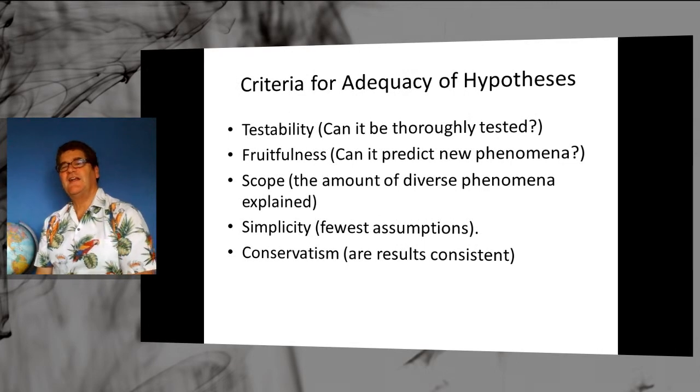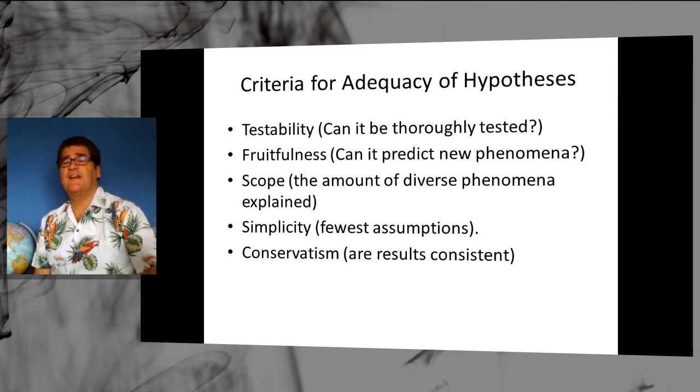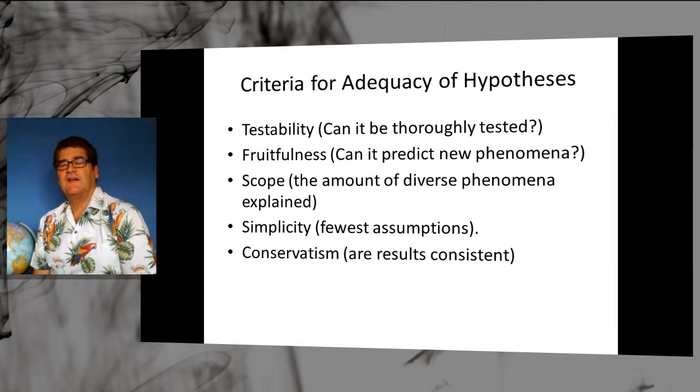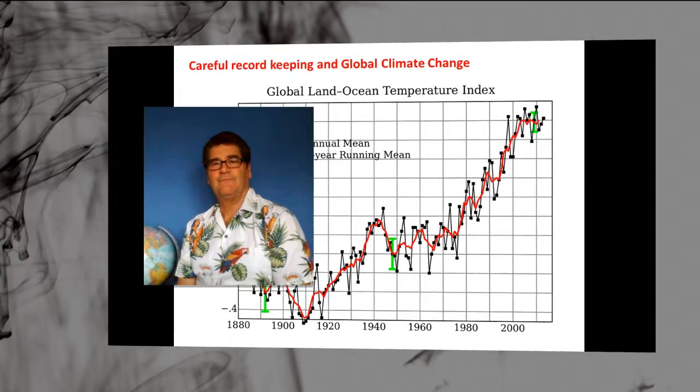So we have certain criteria for the adequacy of a hypothesis. We have to consider testability. Can it be thoroughly tested? Fruitfulness. Can it predict new phenomena in other areas? Scope. The amount of diverse phenomena that are explained. Simplicity. Does it require the fewest assumptions? And conservatism. Are the results consistent with other information that other scientists are collecting?